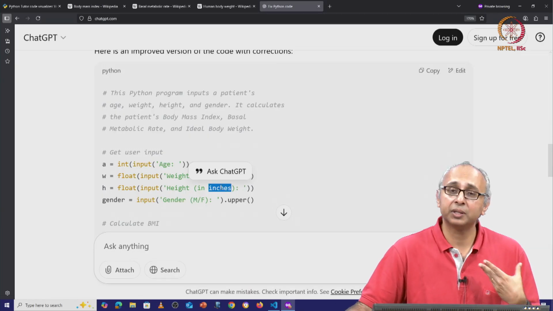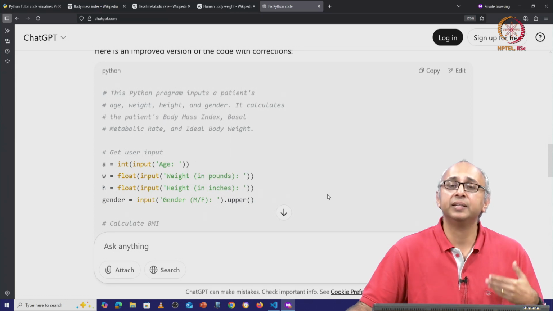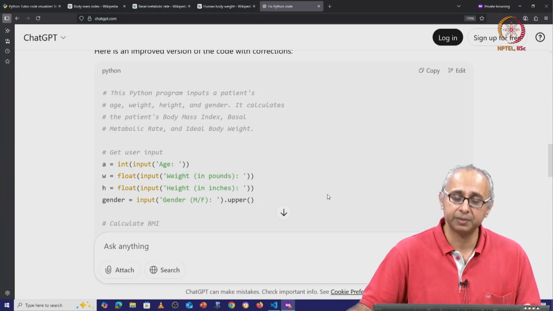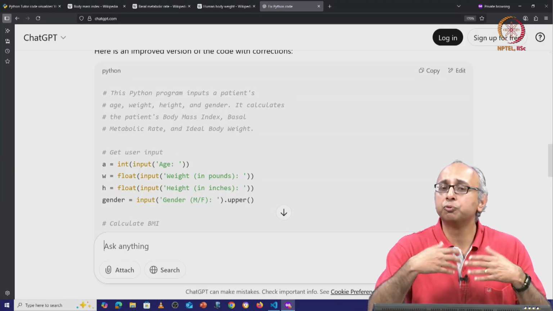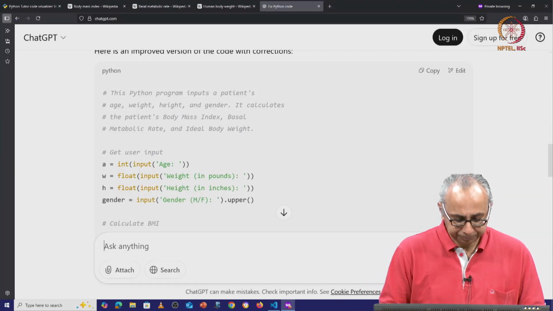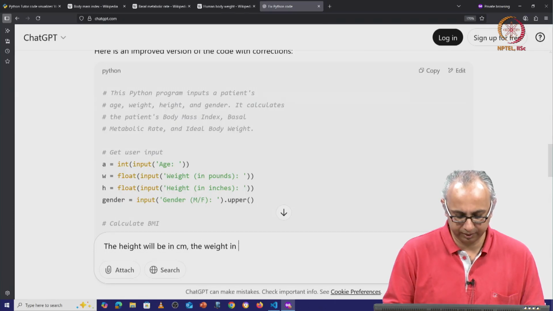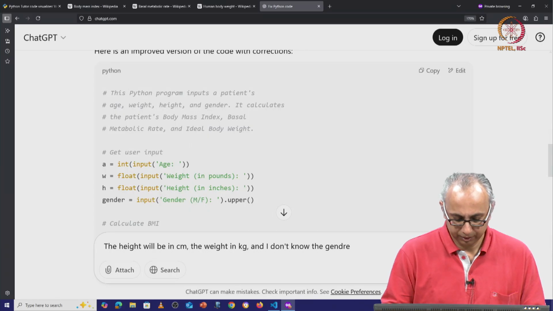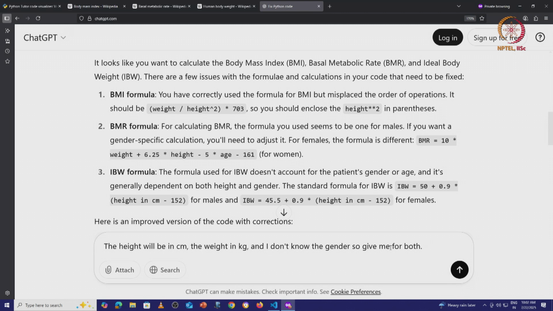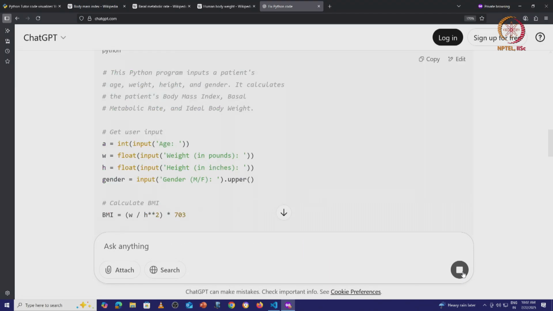Let us say we now know that the weight is going to be given in kg and the height is going to be given in centimeters. So let us tell ChatGPT to revise this code. So I will say the height will be in centimeters, the weight in kg, and I don't know the gender, so give me for both. Now, I could have probably written a somewhat better prompt than this, but let us see if this is sufficient.